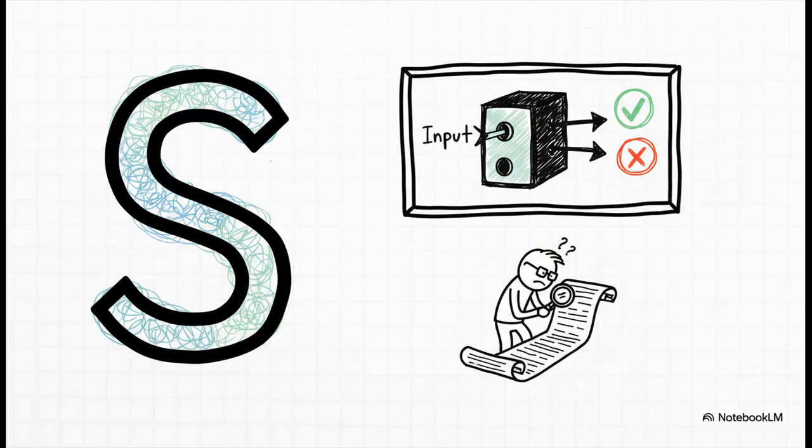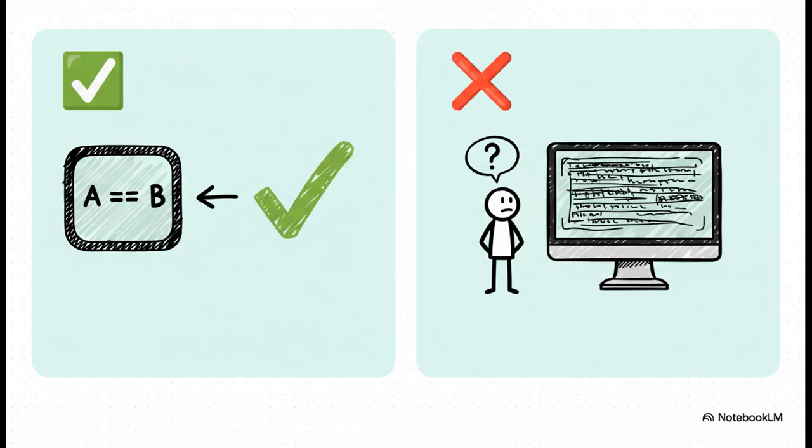S stands for self-validating. This just means the test has to know on its own if it passed or failed. There shouldn't be any room for interpretation or, heaven forbid, a manual check by a person. This one might sound obvious, but you'd be surprised. The test result has to be a simple Boolean, thumbs up or thumbs down. There are no maybes. It's this exact principle that makes things like continuous integration and automated deployments even possible.